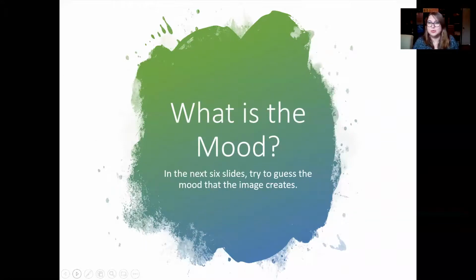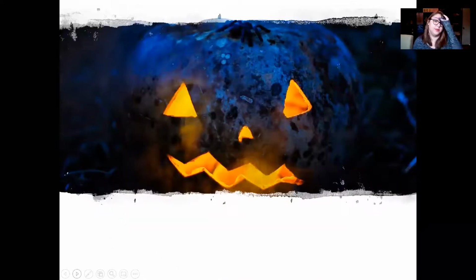So what is mood then for us as we look at it? We are going to look at 6 pictures, and we're going to work on guessing what the mood is for each of those pictures. So here's my first one.